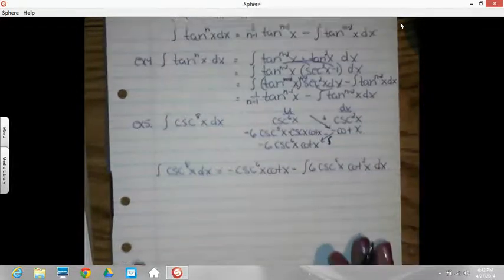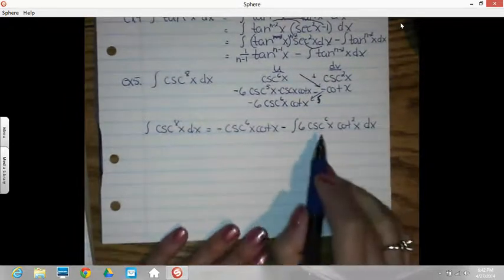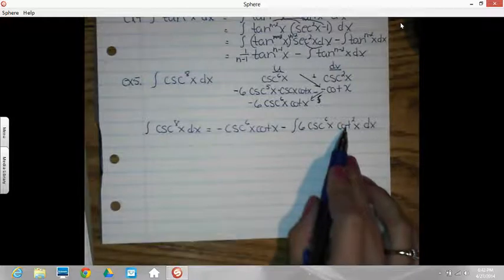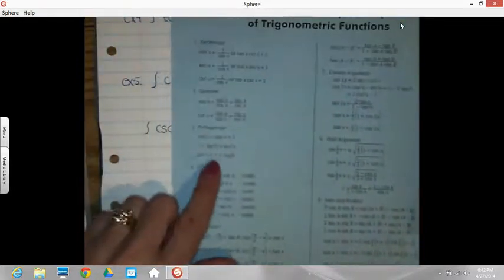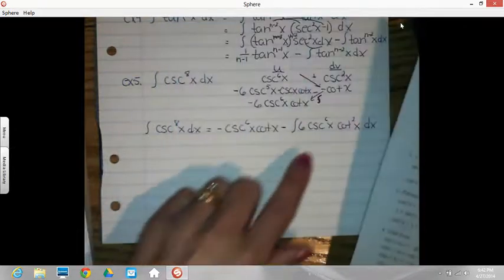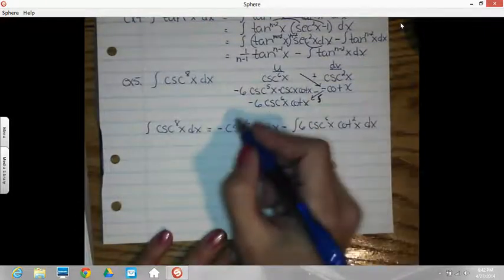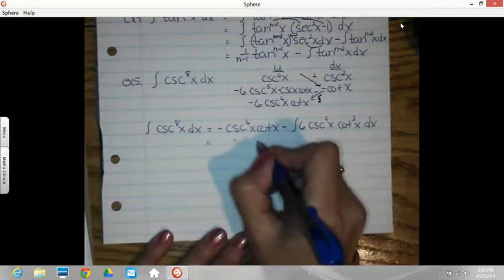Again, I want an integral with just a reduced power of cosecant, so I'm going to use that Pythagorean identity again, because I'm pretty sure there's one that relates cosecant and cotangent. And here it is. I've got a cotangent squared, so cotangent squared would equal cosecant squared minus 1. So using the Pythagorean identity, I need cosecant squared minus 1 there.